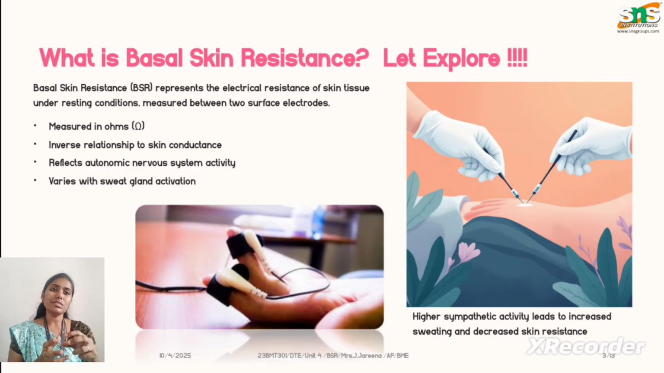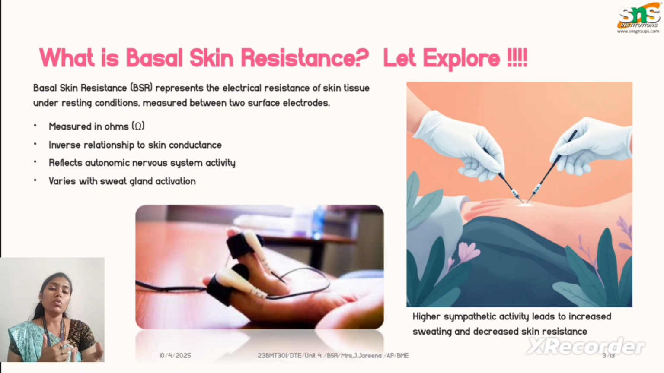So basal skin resistance is the resistance of skin tissue when we are measuring under resting condition. It clearly gives the information about our sweat gland activation. Whenever the sweat gland is getting activated, our skin resistance property will change. So the measurement of this skin electrical property is what is called BSR. This BSR will give you the status about the autonomic nervous system activity. This is very important.